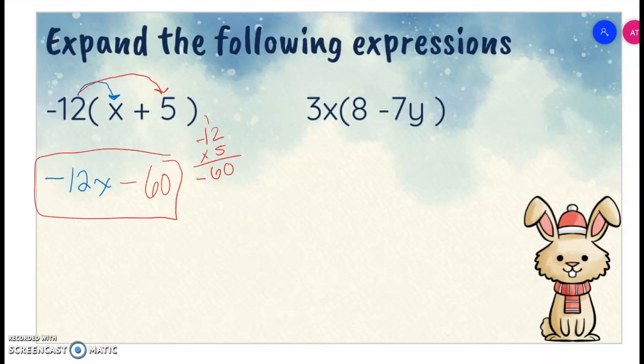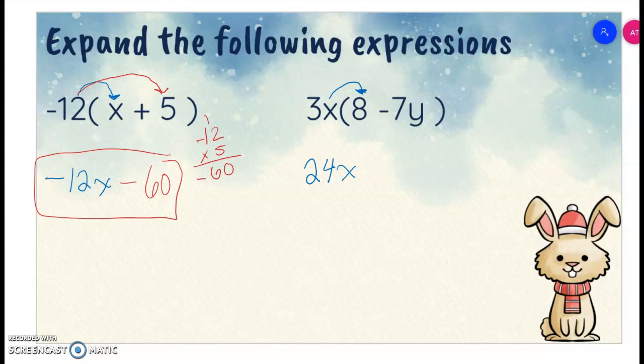We're not going to reduce. We're not going to try to make it smaller because it was already smaller. I wanted to make it larger. So again, anytime it says expand and it has parentheses such as this, all you're doing is distributing. So 3x times 8, 3 times 8 is 24, and carry the x down with it.